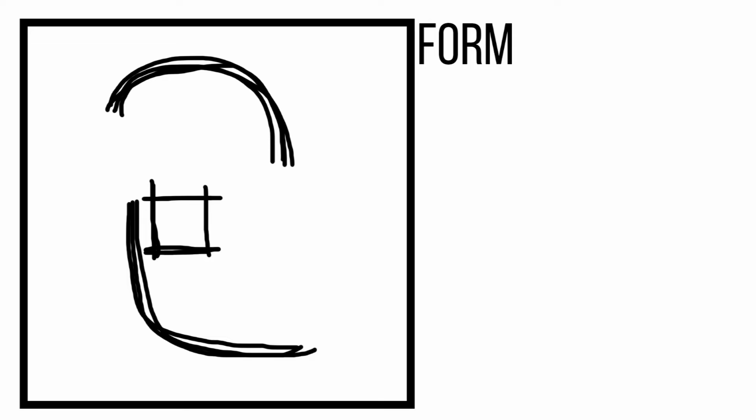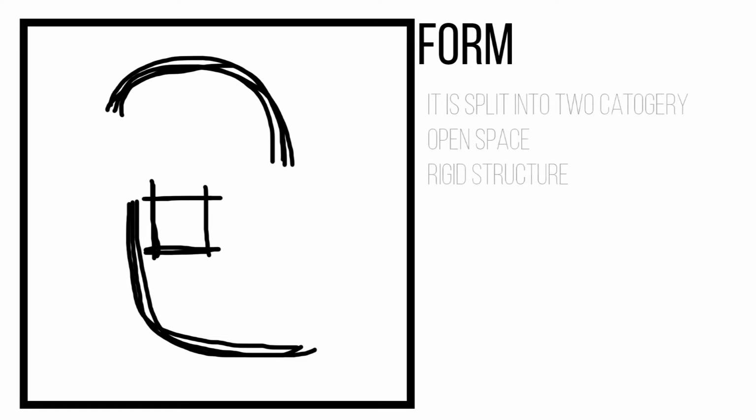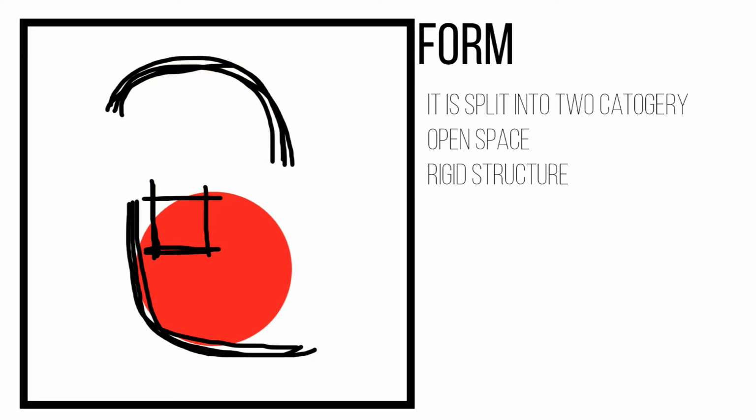Next, the final form of the building. It is split into two categories. One, which is an open space that allows free flow of circulation of human. Two is more of a rigid structure for the private area.